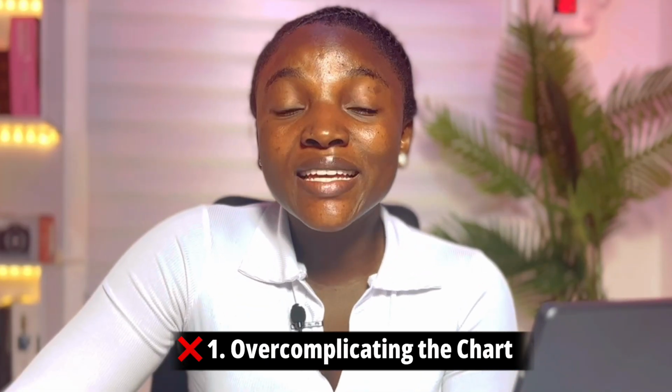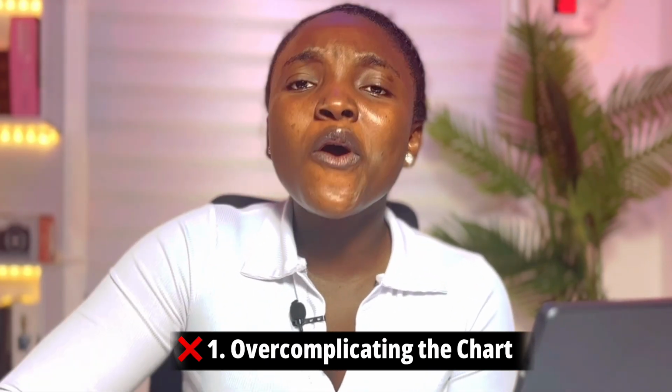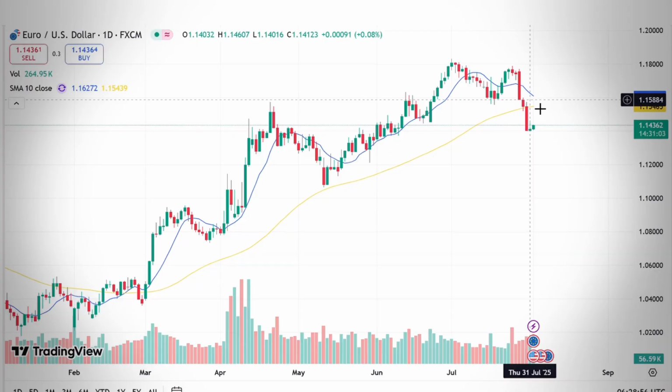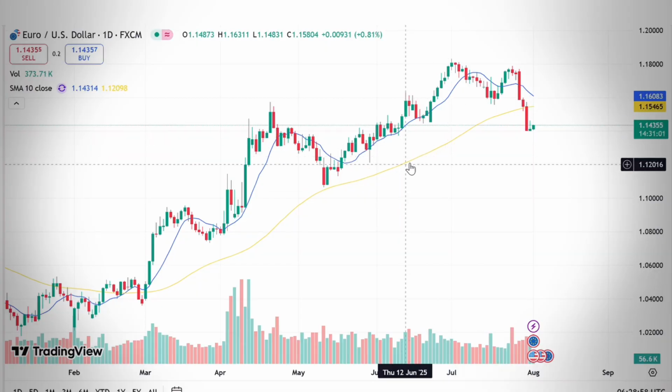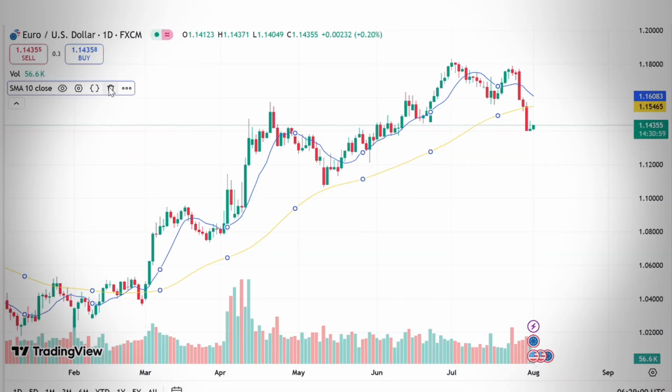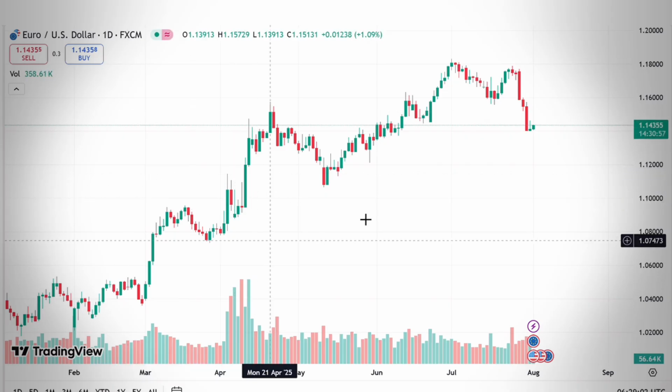First, overcomplicating the chart. There is always the temptation to add more indicators, just to be sure of the signal you are getting. But you should note that more tools does not mean better decisions. Consider sticking to clean charts to avoid complexity.